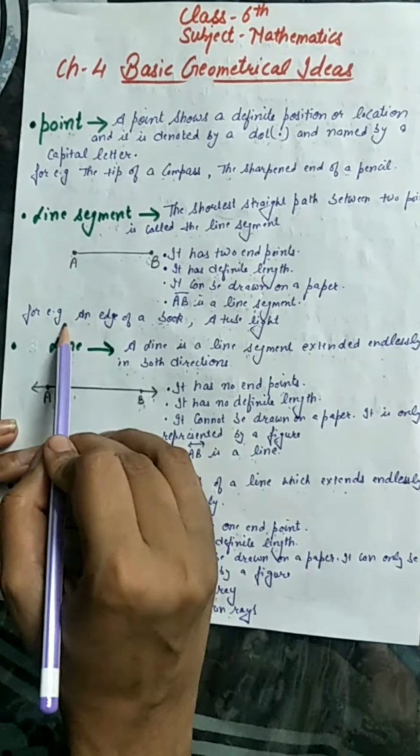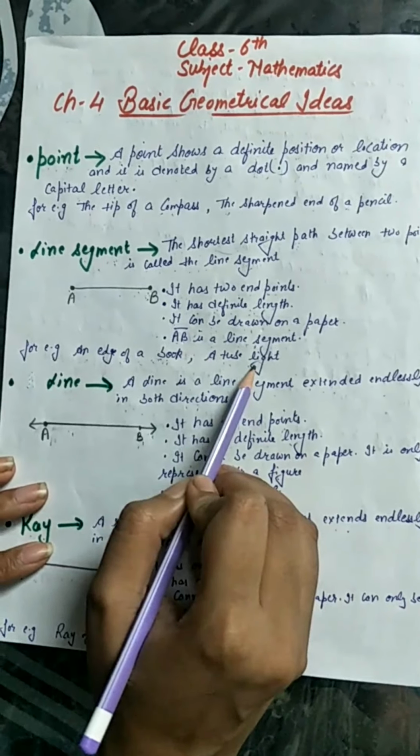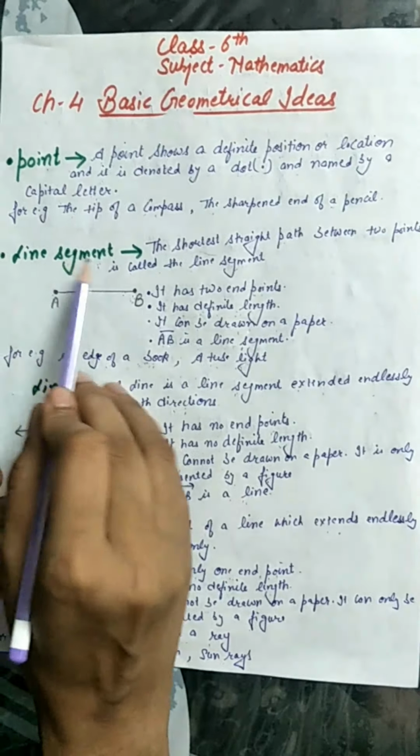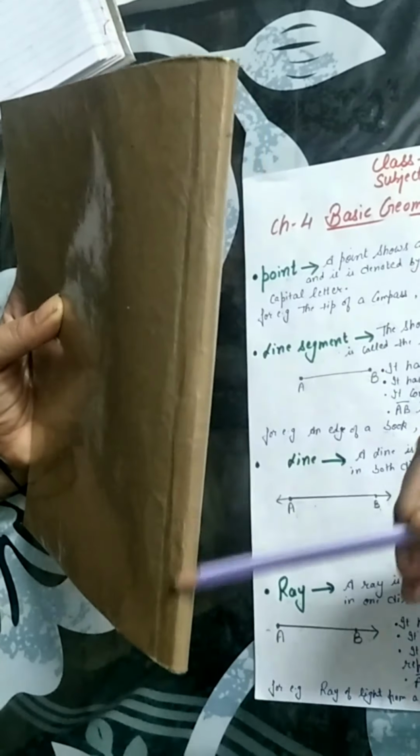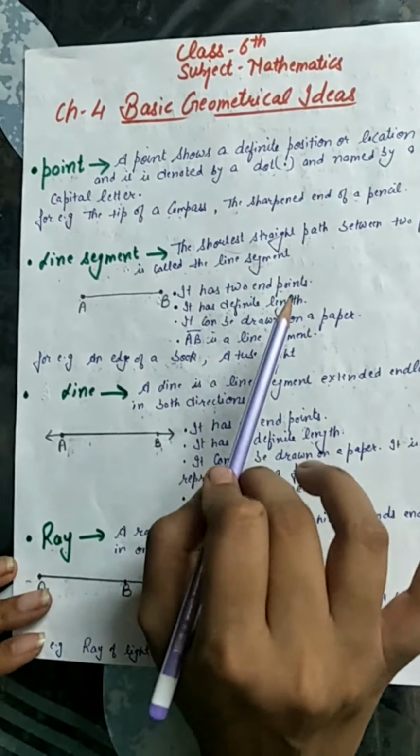For example, an edge of a book and a tube light are examples of a line segment. You can see this is a notebook. This notebook has two endpoints. This is a starting point. This is an end point. So this is called a line segment. I hope line segment is clear to all.